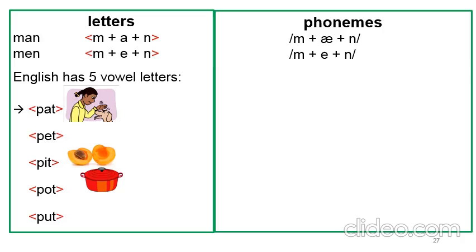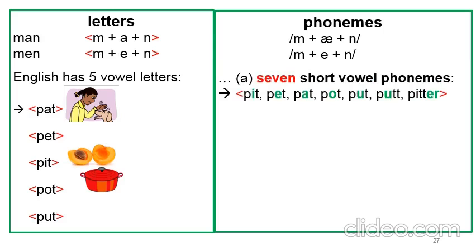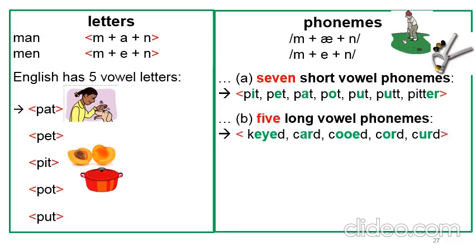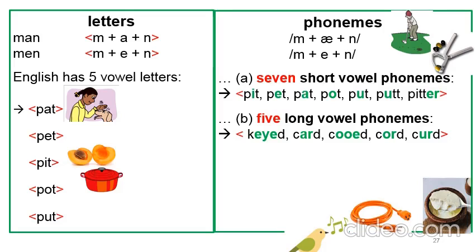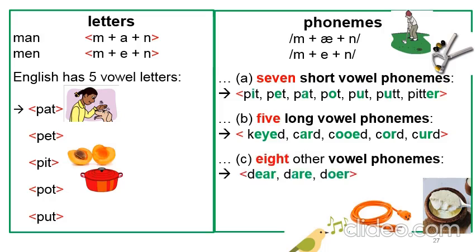In English, we have so many phonemes, far more than 5. We have 7 short vowel phonemes in the words pit, pet, pat, pot, put, putt from golf, and pitter. We have 5 long vowel phonemes in words like keyed, card, cood, cord, and curd. So 7 and 5, that's 12, and we have another 8 other vowel phonemes in English, found in words like deer, dare, doer, bay, buy, boy, know, now.